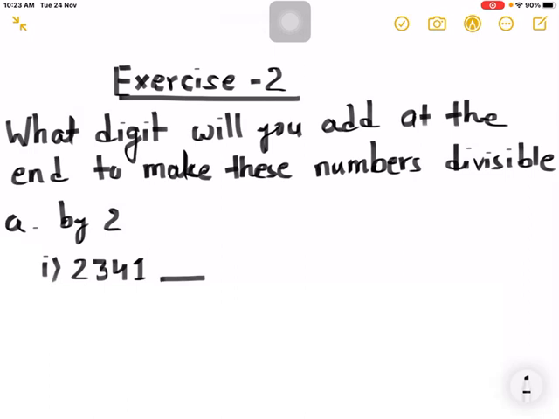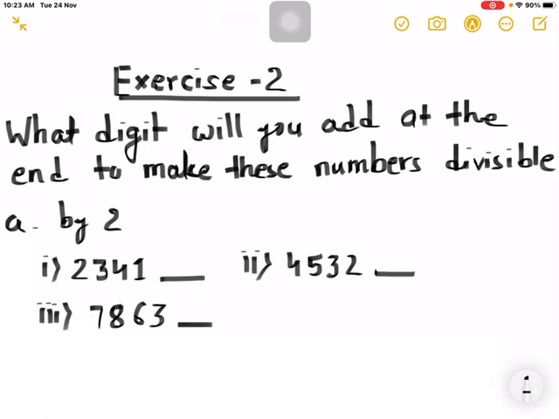And in the second number, 4, 5, 3, 2. Third number, 7, 8, 6, 3. Fourth number, 7, 8, 6, 9.